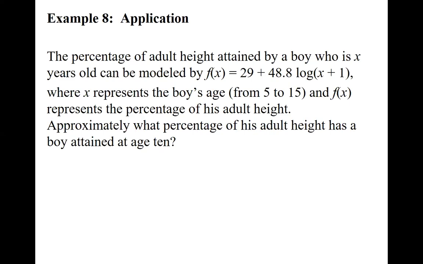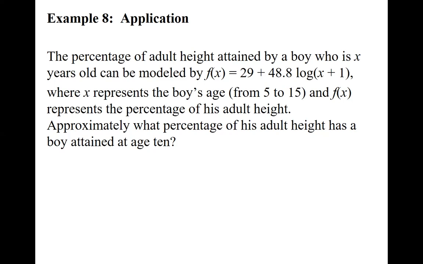The percentage of adult height attained by a boy who is x years old can be modeled by f of x equals 29 plus 48.8 log of (x plus 1), where x represents the boy's age from 5 to 15, and f of x represents the percentage of his adult height. Approximately what percentage of his adult height has a boy attained at age 10?